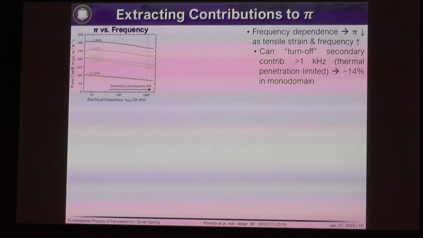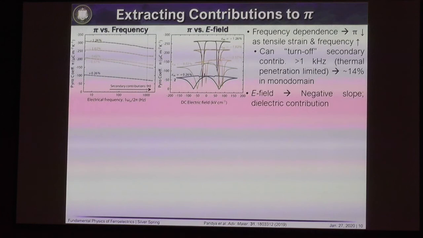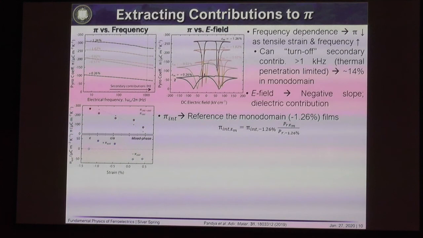We can then also do pyroelectric measurements here as a function of DC electric field in the system. So we can make these hysteresis loops that show us what's happening. You can actually see the dielectric response in this slope that you see to the pyroelectric response here. But if you do these things at zero applied bias, you can get rid of this dielectric response as well. So if we do it at zero field and we do it at a kilohertz, we have a nice way of measuring the total response and easily getting to what we need to know in the system.